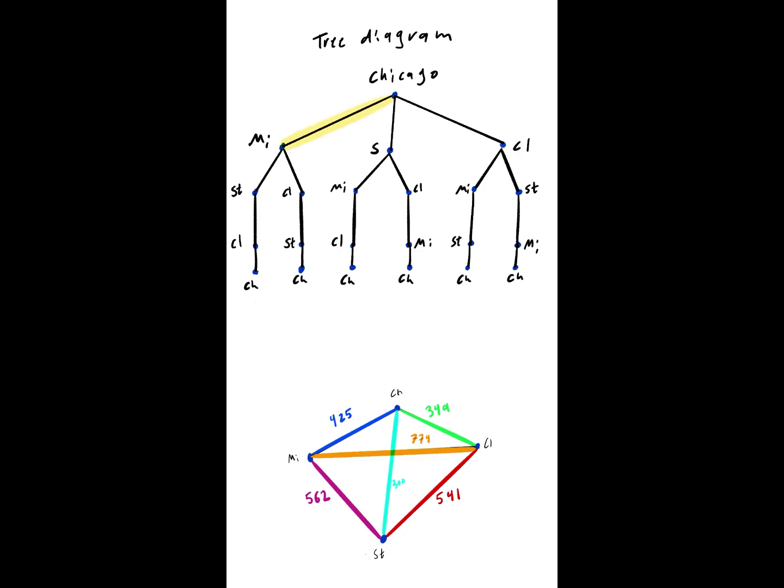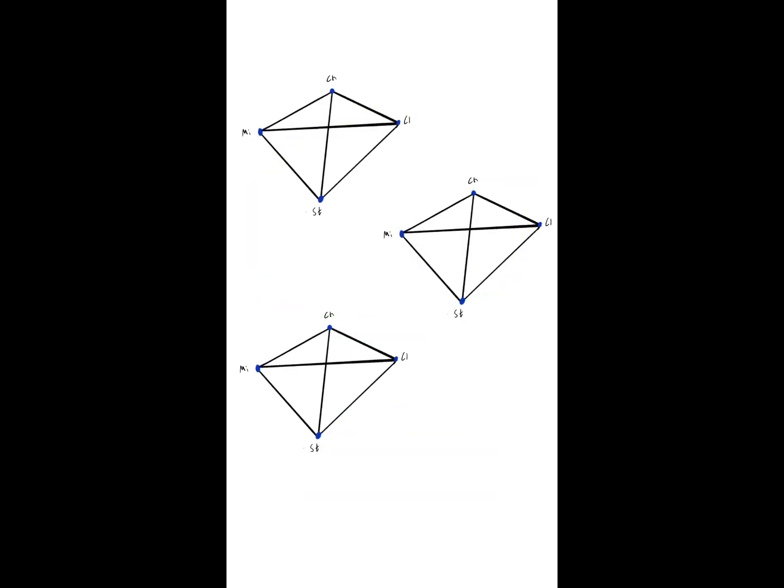For example, Chicago to Minneapolis to St. Louis to Cleveland back to Chicago is the same as Chicago to Cleveland to St. Louis to Minneapolis back to Chicago, just in reverse. So really, we only have 3 distinct circuits, which we can visualize like this.